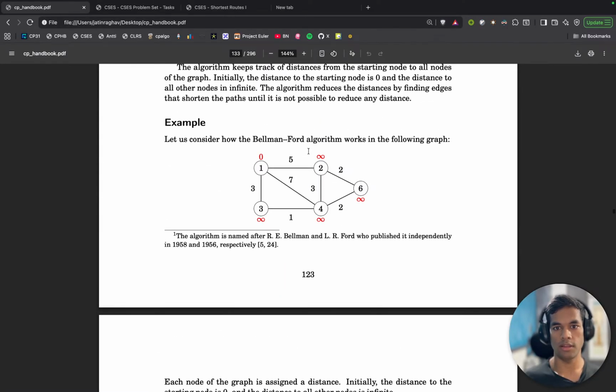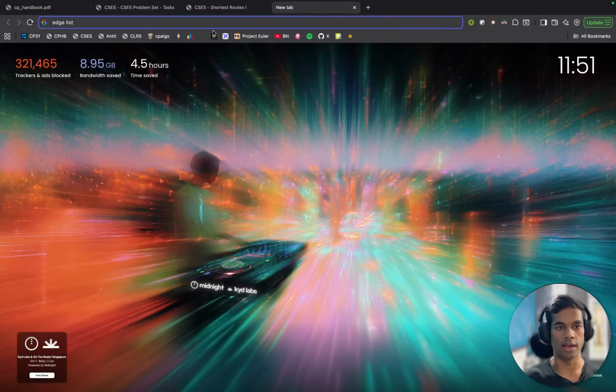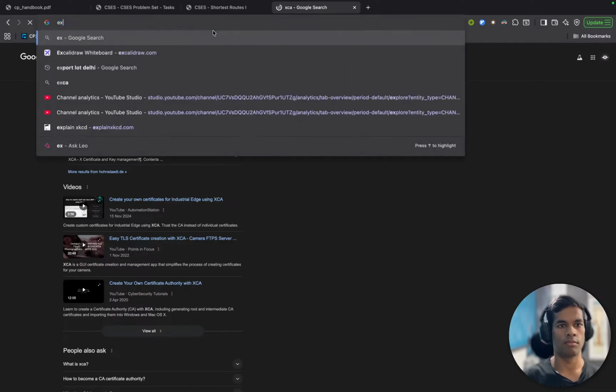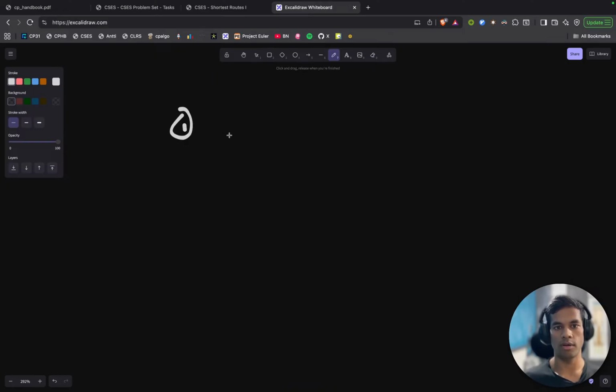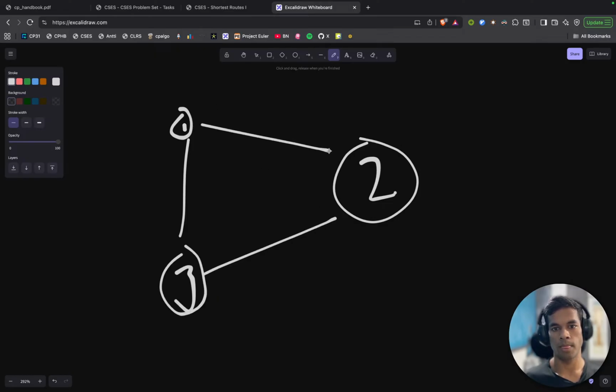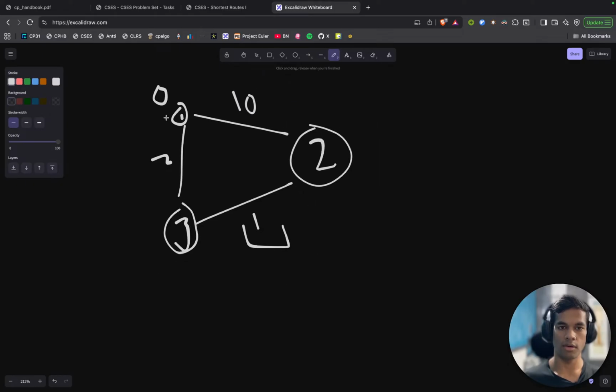Because let's say in this example here 5 is better, going from 1 to 2, 5 is better. But let's say this was 1 and this was 2, and we can actually draw this. What if we had something like this, node 1, node 2, node 3, and this is 10, this is 1 and this is 2. And if we were to use this edge, initially the path to get to here is 0, here it is infinity, here it is infinity, and let's say we start with this edge.